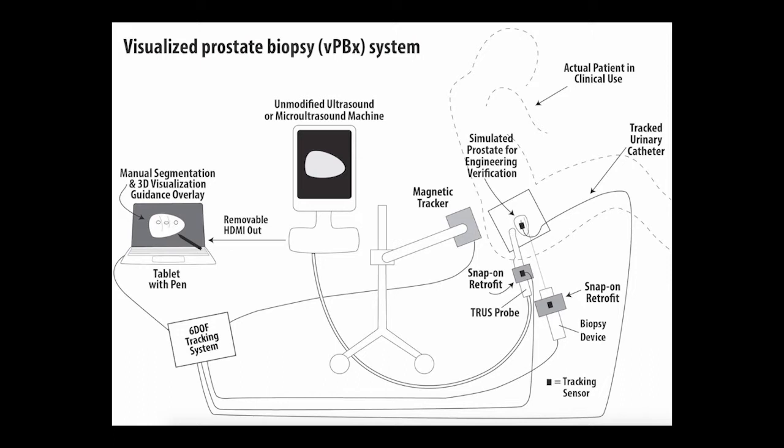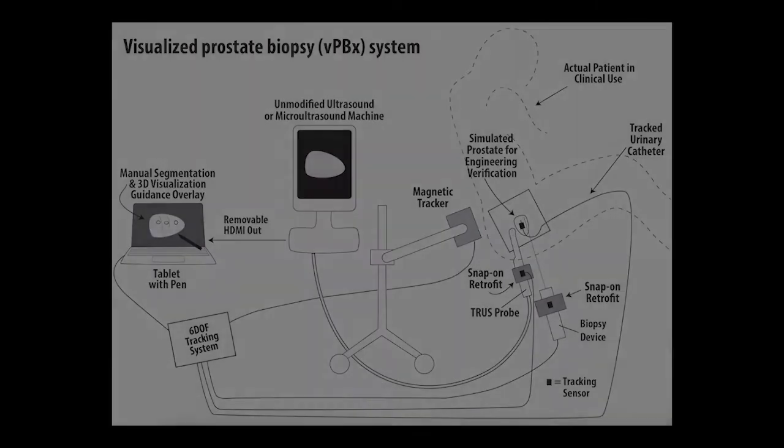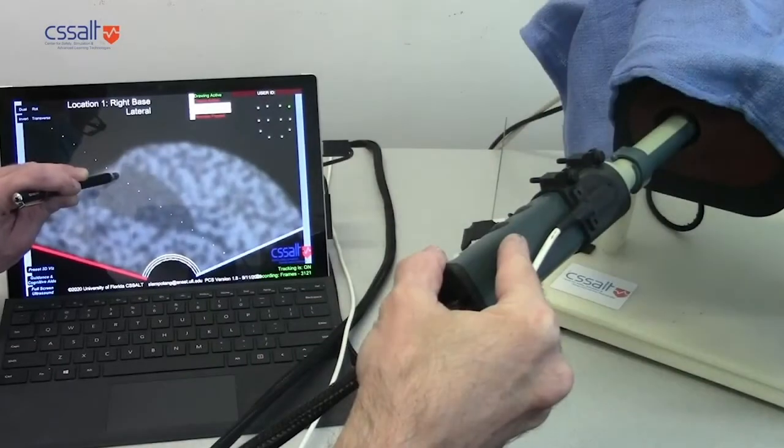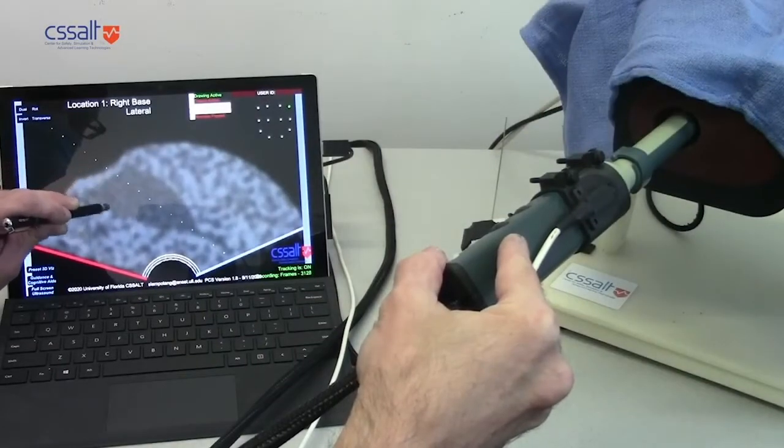A 3D visualization is easier to use and more accurate because it removes the mental load of performing mental rotations and inferring 3D geometry and relationships from 2D cross-sections, which is what an ultrasound image is. The vPBx is a retrofit on an unmodified ultrasound machine. The vPBx is demonstrated here in a prostate biopsy simulator.